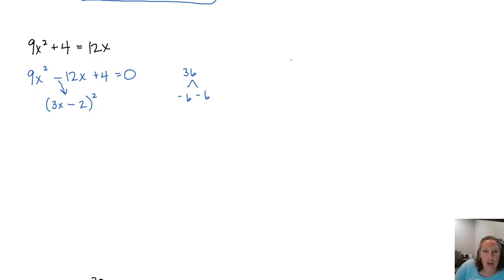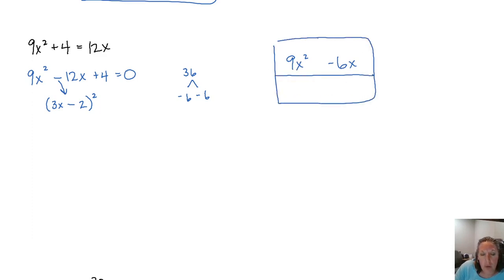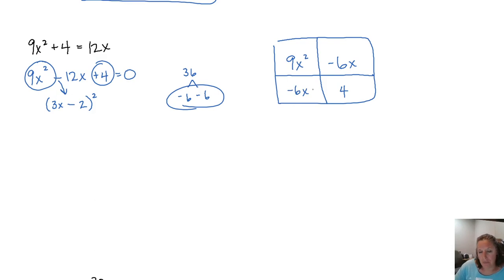So we have 9x squared and then negative 6x. I'm going to make a box. We're going to put our first term in the top left-hand corner, our last term in the bottom right-hand corner, and then our two numbers that we came up with times x, and then factor out the GCF. So 9x squared and negative 6x. We're always going to take the sign that's closest to where we're writing it.